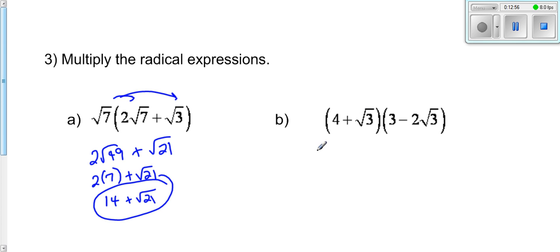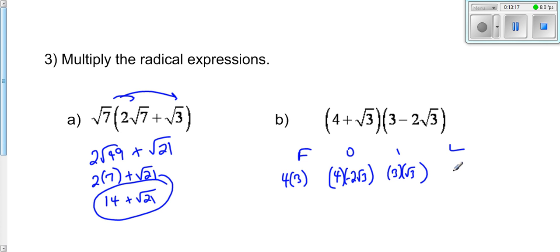2 binomials. You could use the box method. I will FOIL. I'll need to do 4 times 3. I'll need to do 4 times negative 2 root 3. I'll need to do 3 times the square root of 3, and I'll need to do the square root of 3 times negative 2 times the square root of 3.